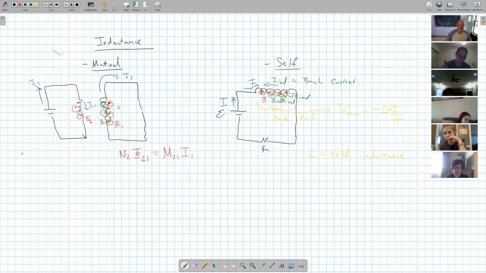Simultaneously over here, I have the number of turns in the first times the flux in the first by the second, which is equal to the mutual inductance in the first by the second times the current from the second.